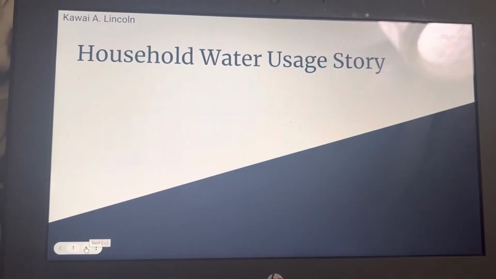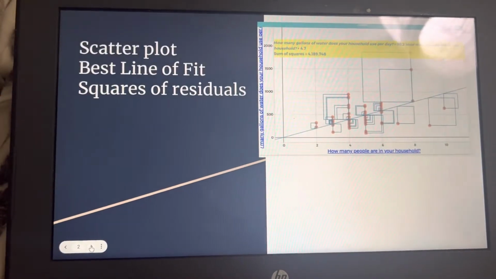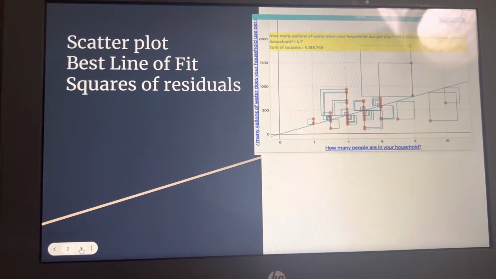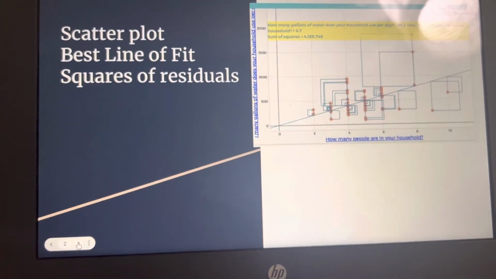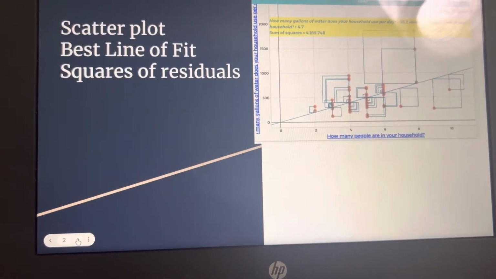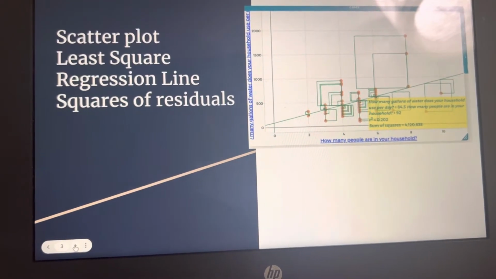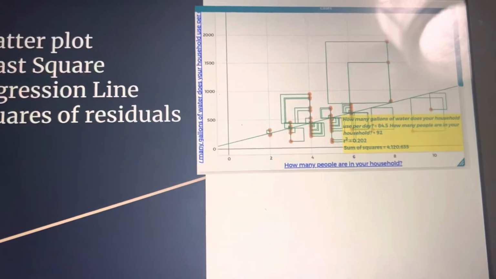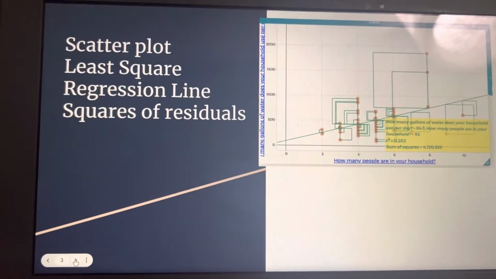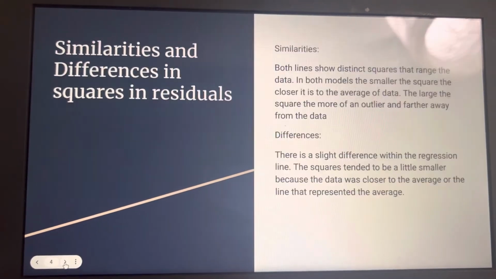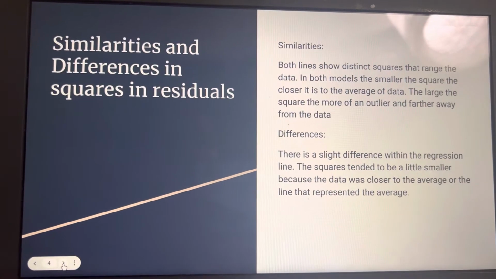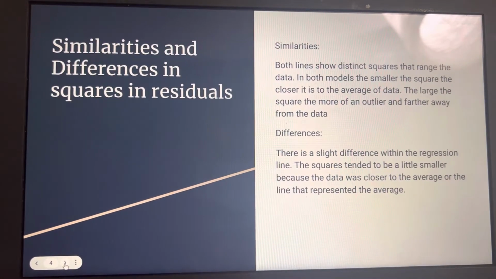Household water usage story. Here I have the scatter plot with the squares of the residuals and the best line of fit. Here I have the scatter plot with the squares of the residuals for the least square regression line. Similarities and differences in the squares of the residuals.